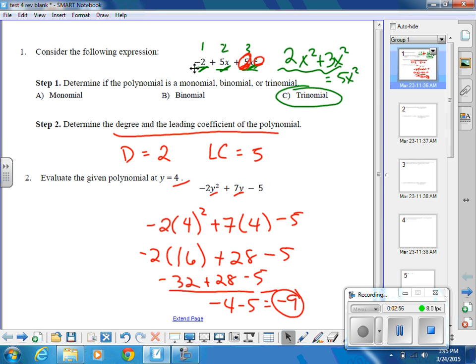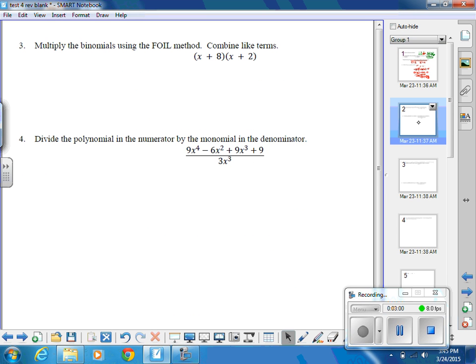Okay. Now, moving along to the next one. The next one says multiply the binomials using FOIL. Well, we know FOIL stands for first, outer, inner, last. That's what the letters stand for. Let's go ahead and do that. So first, those and those. X and x gives me x squared. Our outers, x and 2, give me a plus 2x. My inners, 8 and x, plus 8x. And my last, 8 and 2, plus 16.